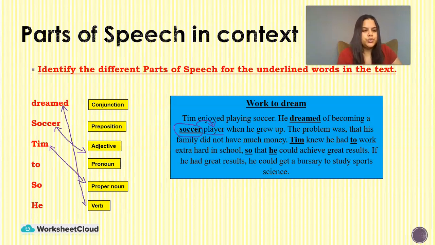Okay? Now, the word to in the sentence, let's see. Tim had to work extra hard in school so that he could achieve great results. To tells me where Tim is in relation to what he needs to do. To, therefore, is a preposition. Put my answer in over there. So, okay, so I'm going to read the sentence where so is in. Tim knew that he had to work extra hard in school so that he could achieve great results. So is over here, okay?